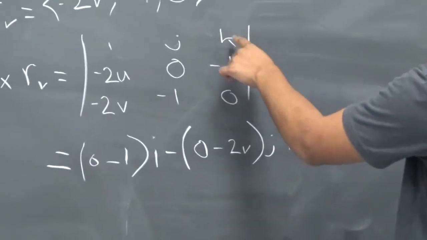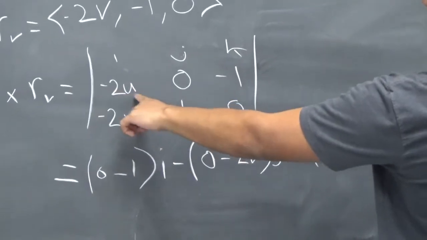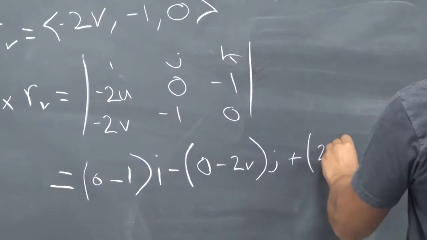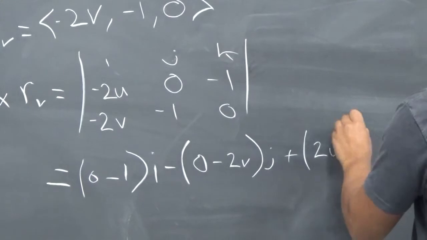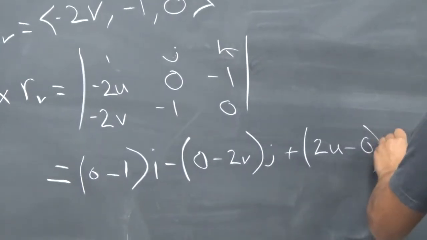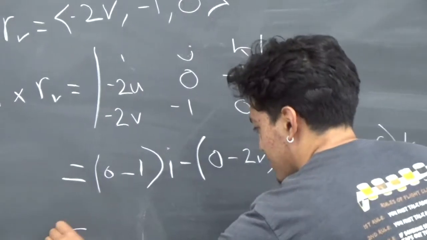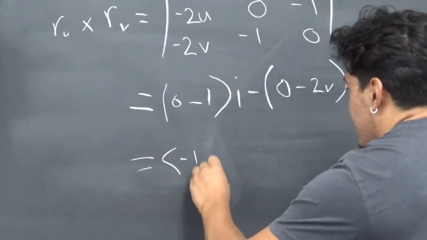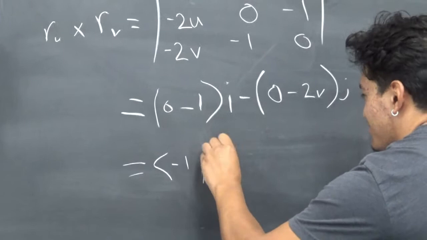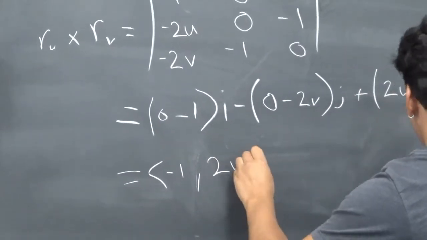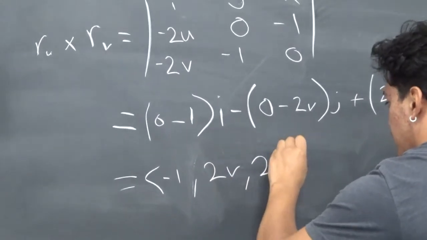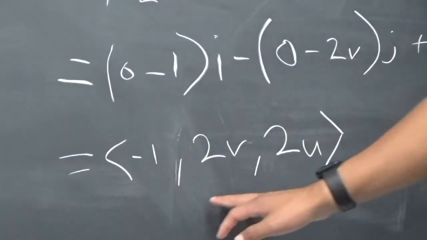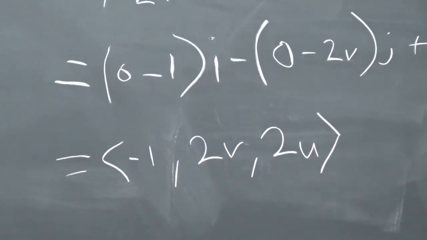And we're going to calculate our k component now. So it's going to be -2u times -1, that's just going to be 2u, and then minus 0. And that's going to be our k component. And then it's just going to come out to be -1, 2v, and then 2u for the last component. So this is going to be our ru cross rv, sorry about that.